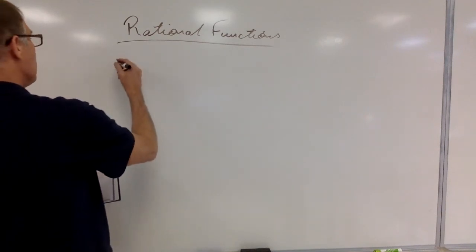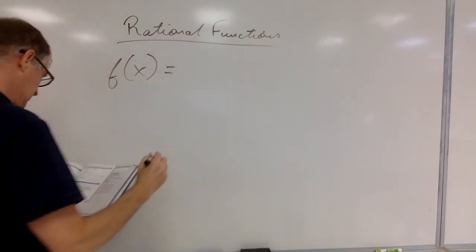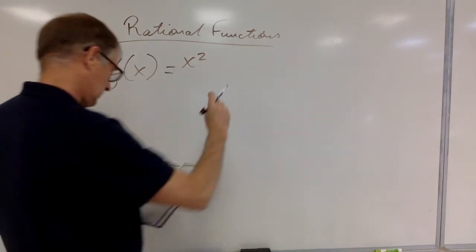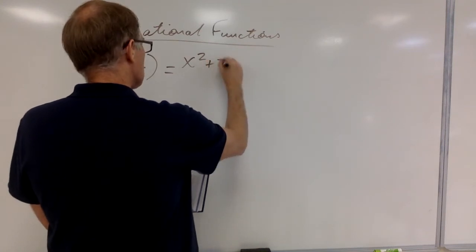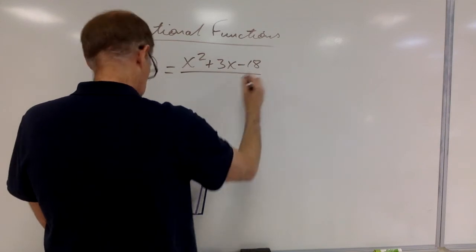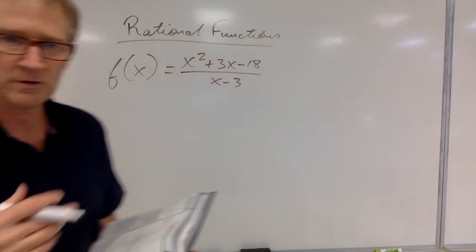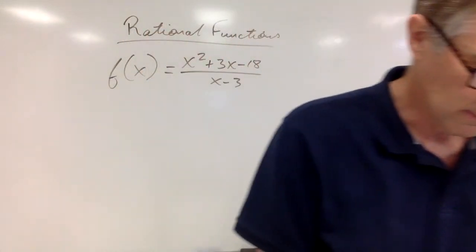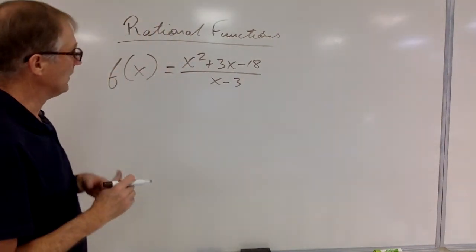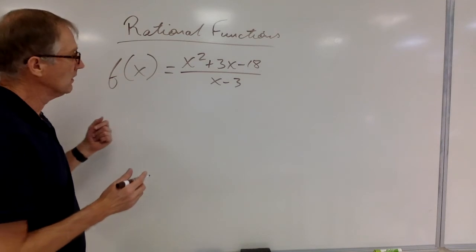So we have the function of x, f of x, equals x squared. Can we see that? Yeah, x squared plus 3x minus 18 all over x minus 3. And I want to find the zeros. I want to find the roots of this function. All right, so we need to solve it. Well, what are the values of x that make it equal to 0?